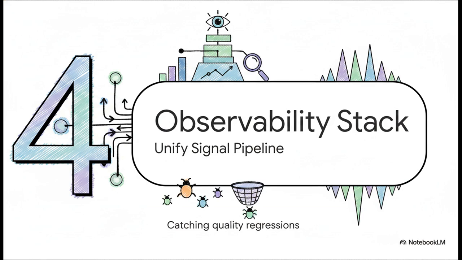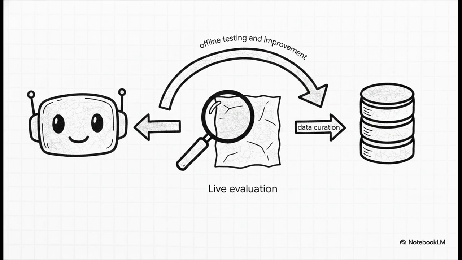Moving right along to part 4, building your observability stack and unifying that signal pipeline. To pull this off, best practices absolutely demand a unified signal pipeline. Basically, this means combining OpenTelemetry standard tracing across your entire reasoning loop right alongside online evaluation of your live traffic. You evaluate every single response in real time and then continuously curate that production data straight back into your offline testing datasets.